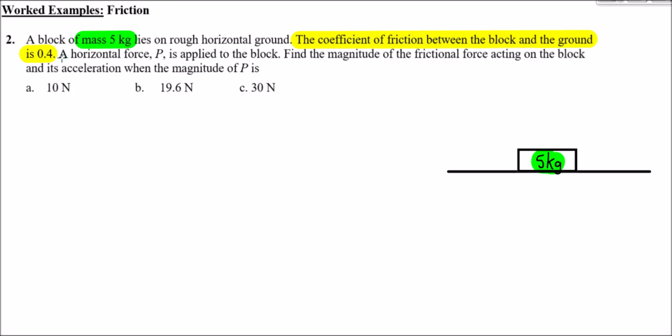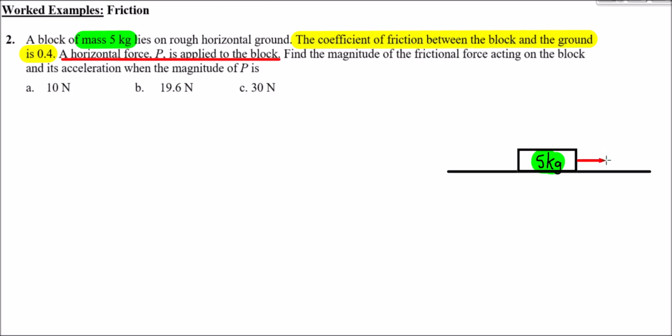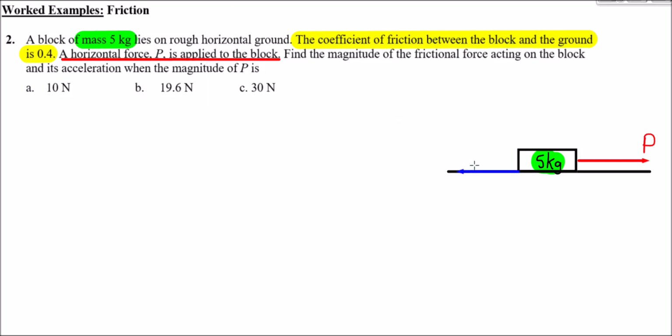We're also told now that a horizontal force P is applied to the block. So horizontal just means acting directly to the left or right. I'm going to take the positive direction to be to the right. So I'm going to label this one here P. Now it says about a frictional force. So the frictional force will resist this force P. So the frictional force, whatever it might be, will be acting in the opposite direction, like so. So I'm going to label this just F at the moment.